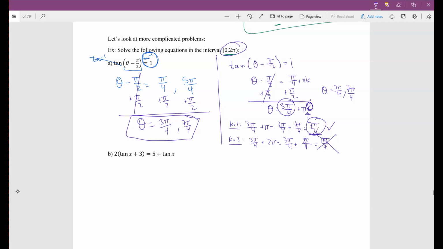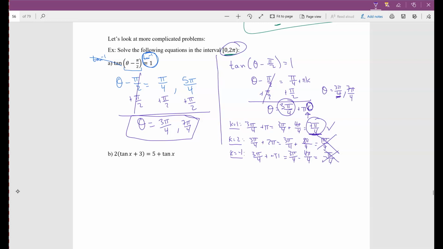Now, what is the lowest solution? Is 3 pi over 4 the lowest? Well, let's see. We have to go one lower. So 0 already gives me 3 pi over 4. So let me plug in k equals -1, because -1 is also an integer. So when I do that, I'm going to add negative pi. So it's basically 3 pi over 4 minus 4 pi over 4, which gives me negative pi over 4. That is below 0, so that is not a solution.